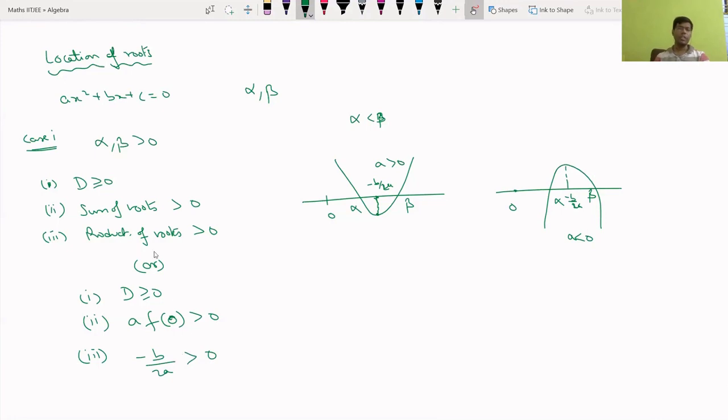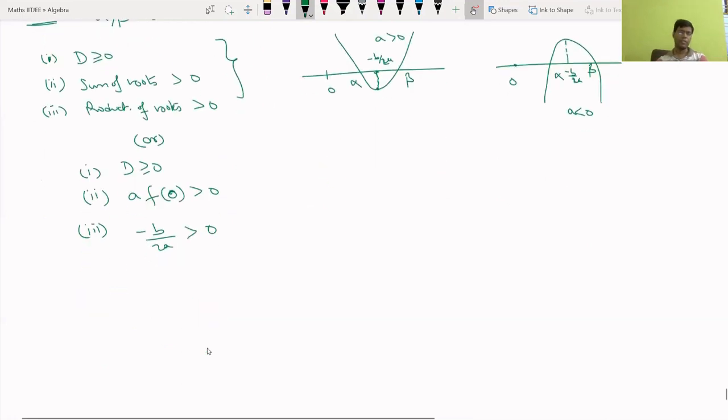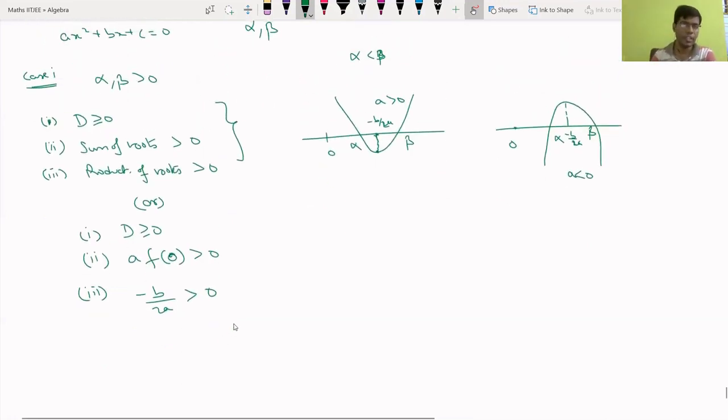So we can either check these three conditions, that is discriminant greater than equal to 0, sum of the roots positive, product of the roots positive, or we can just check the discriminant is greater than 0, A multiplied with f of 0 is greater than 0, and the point where it is either maximum or minimum, that is minus b by 2a, is greater than 0, or positive. So this is the first case where both roots are positive.